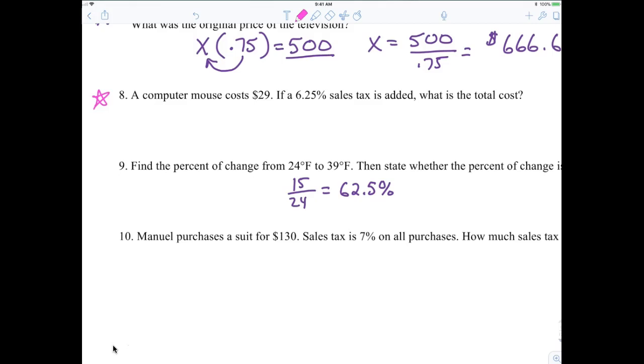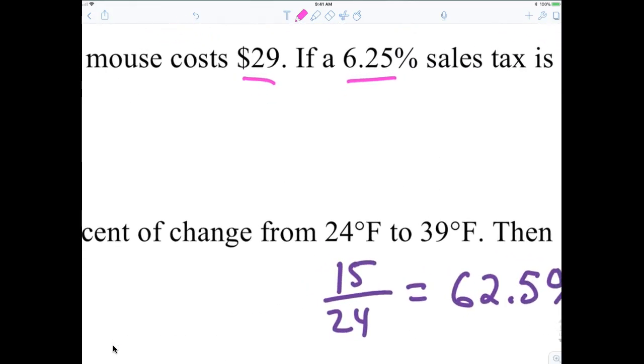So if something is going to cost $29 and you have to pay 6.25% tax, what percent of the $29 do you have to pay? You have to pay 100%. Then you have to add what? 6.25% to the price. So that means you're going to have to pay what?